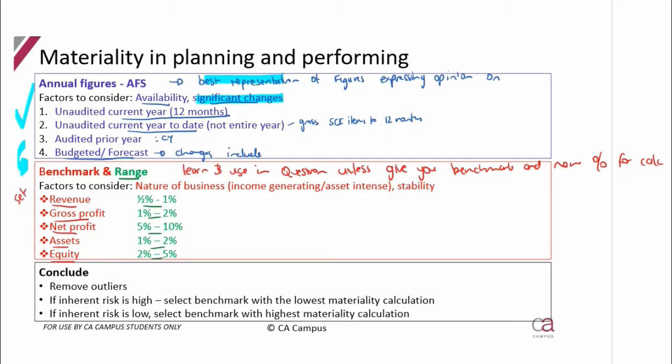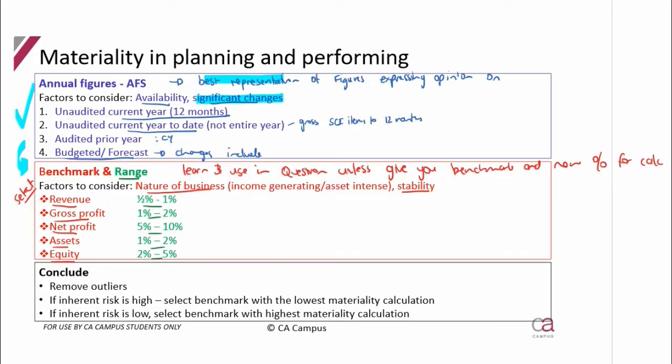So you're not necessarily going to use all of them. And how do you determine which benchmark to use? You've got to look at the nature of the business and stability or volatility of a benchmark. So we've done our figures, now we get to benchmark. We look at the business. This business sells merchandise. They are income generating. They actually sell product to make money.